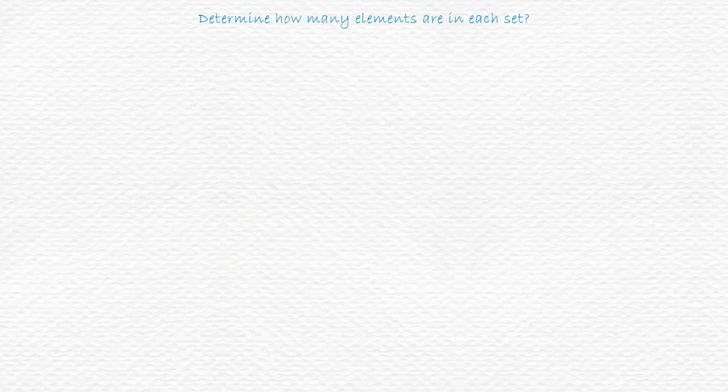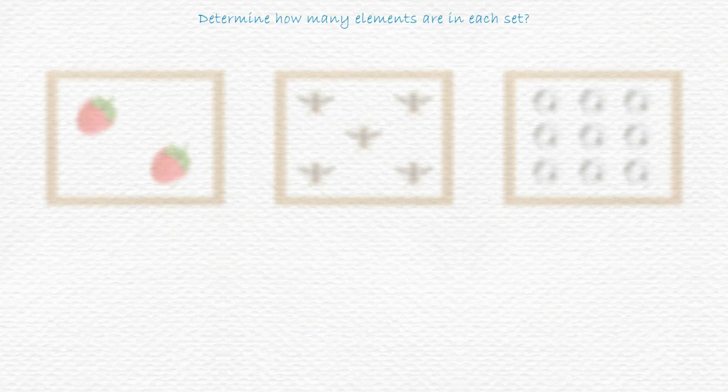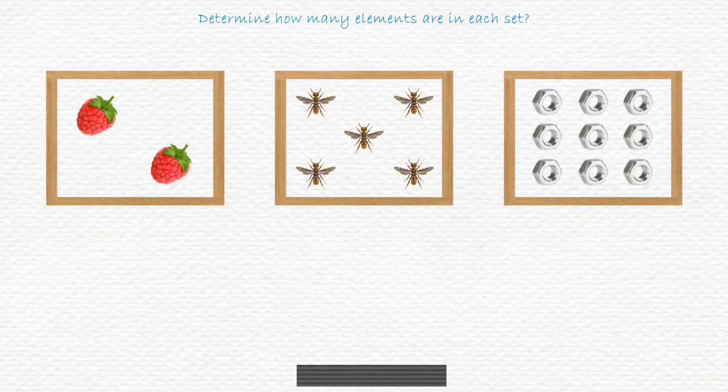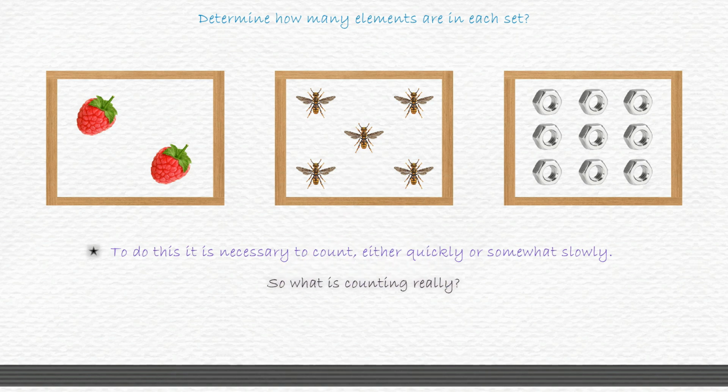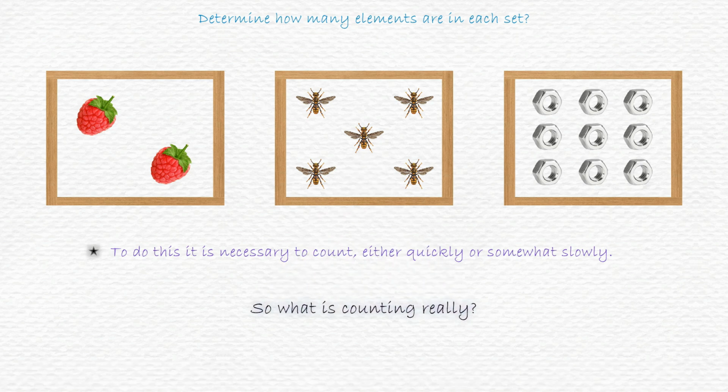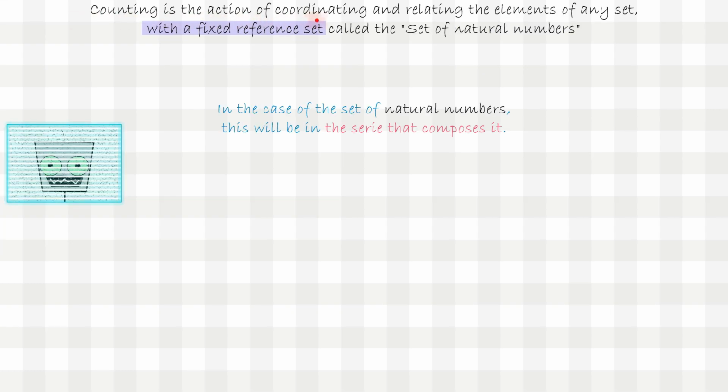Determine how many elements are in each set. To do this, it is necessary to count either quickly or somewhat slowly. So what is counting really? Counting is the action of coordinating and relating the elements of any set with a fixed reference set called the set of natural numbers.